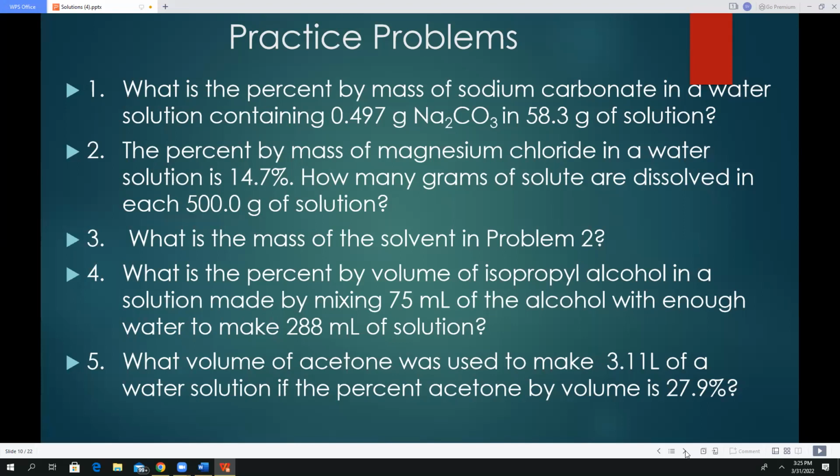All right, so it's 0.497 grams of the solute in 58.3 grams of solution. So you're dividing those two, and you tell me what you get. Don't forget the sig figs, because I'll be grading on sig figs too.